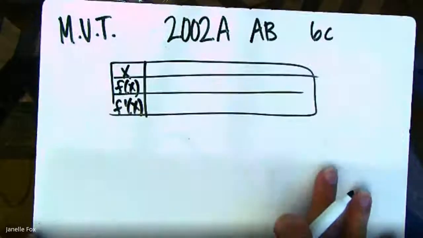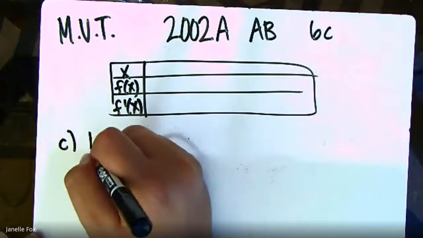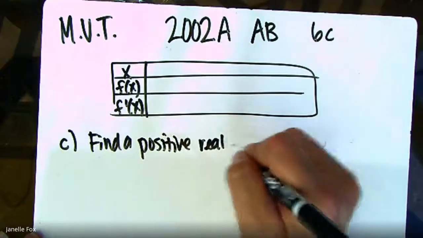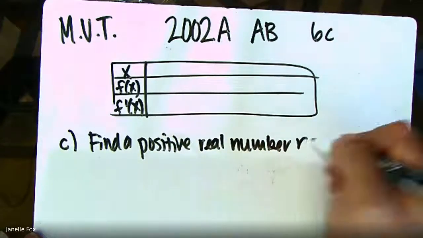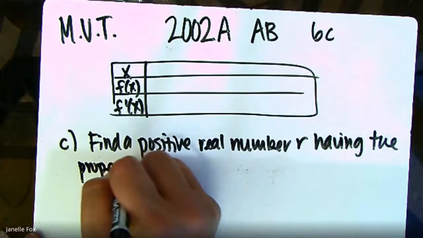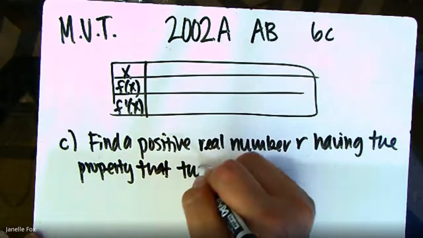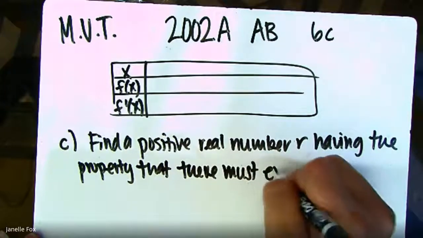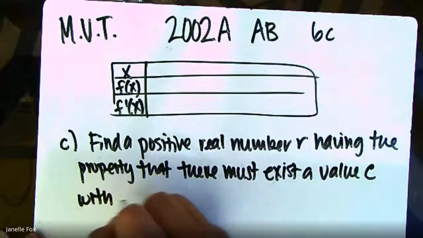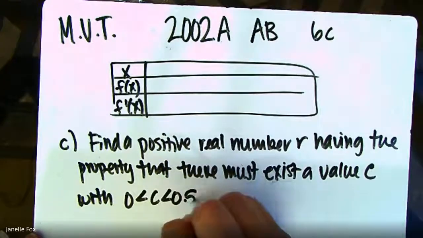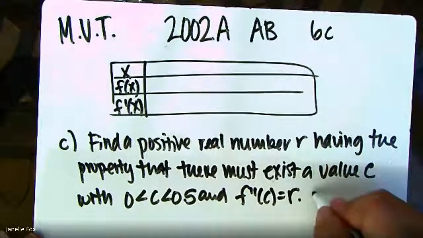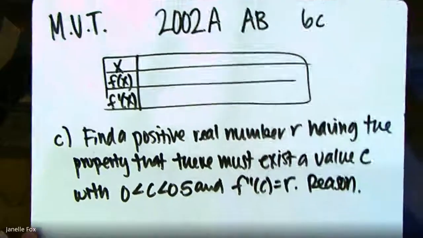Okay, that's what it says. And then this is what part C of the question says. I'm just going to rewrite the question. Find a positive real number R having the property that there must exist a value C with 0 < C < 0.5, where f double prime of C is equal to R, and then it said to give a reason. Okay, so this was the question that they asked us.